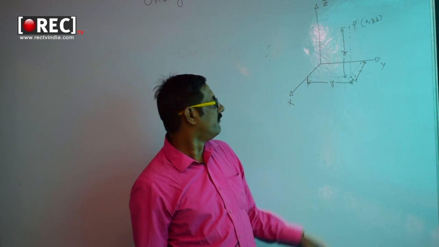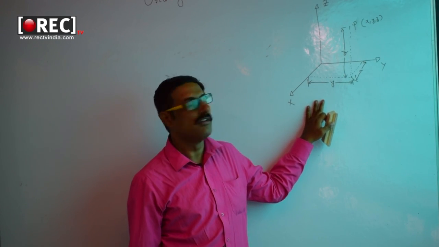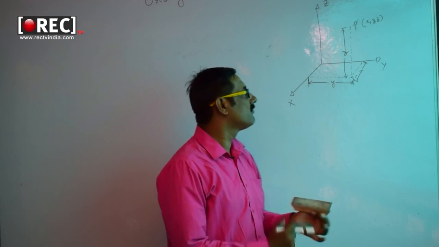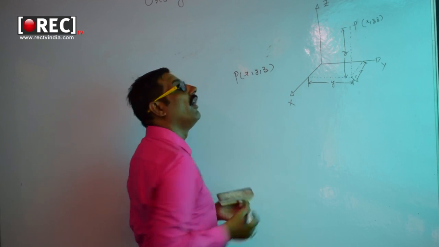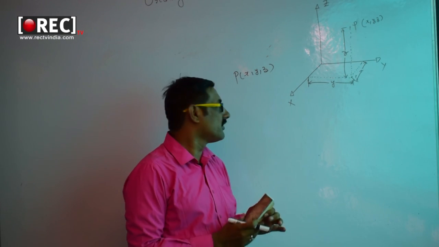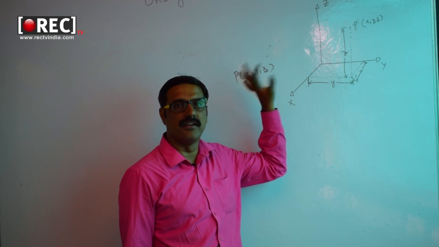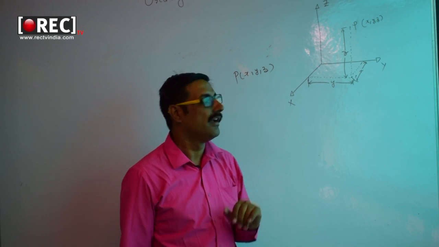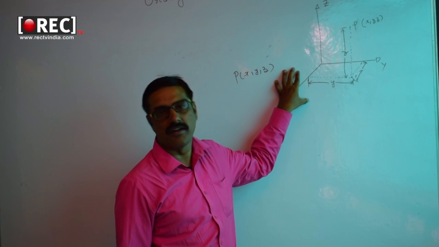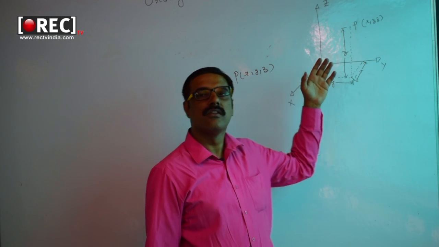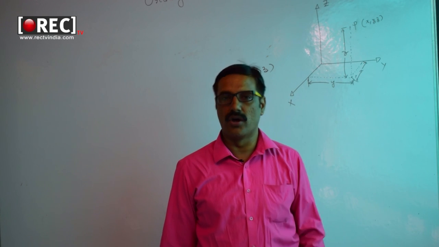In the first method, we can represent a point P as P of x, y, and z, where all the three coordinates x, y, and z are distances. Now, let me explain to you how to understand what are the x, y, and z coordinates.